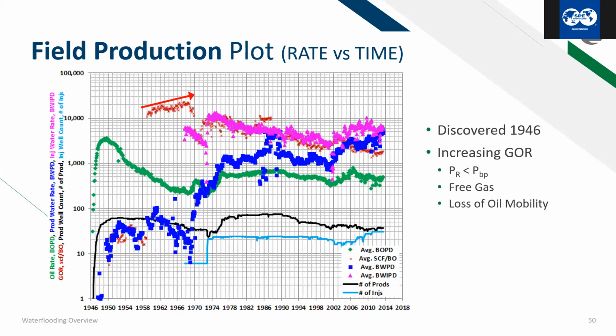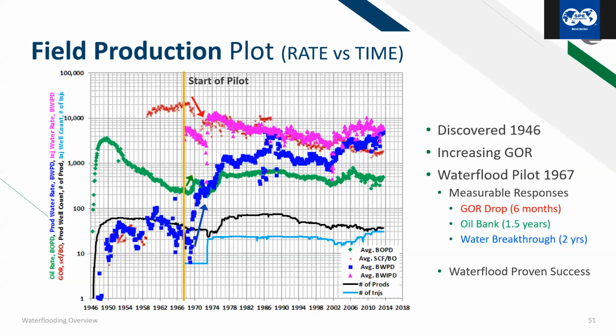The next part of the plot and the timeline, you can see we have increasing GOR. What that tells us is that the reservoir pressure has fallen below your bubble point. So you have gas coming out of solution, you have free gas in the reservoir, and you've lost your oil, or you have lessened your oil mobility. Doesn't mean that you can't water flood, it just means it's not going to be as efficient as if you had started a water flood when you had initially discovered the field.